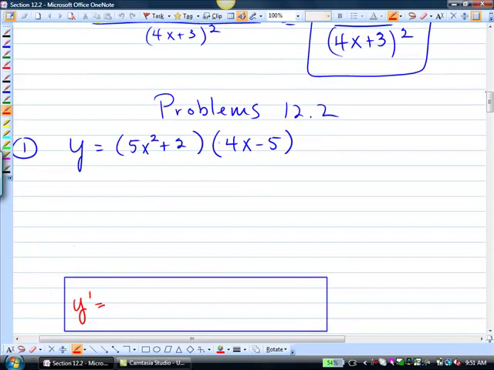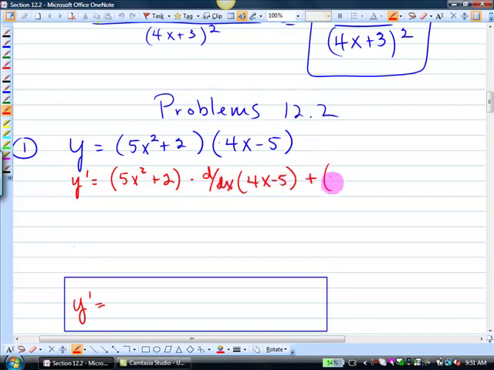So, first problem. We definitely know that that's a product. So we're going to write y prime is equal to (5x squared plus 2) times the derivative of (4x minus 5), plus (4x minus 5) times the derivative of (5x squared plus 2). If you get comfortable and you don't want to write the roadmap, that's fine. There will be times where it will really be helpful. But if you're good at it real quickly, then don't fool with that. But it's a good starting place.